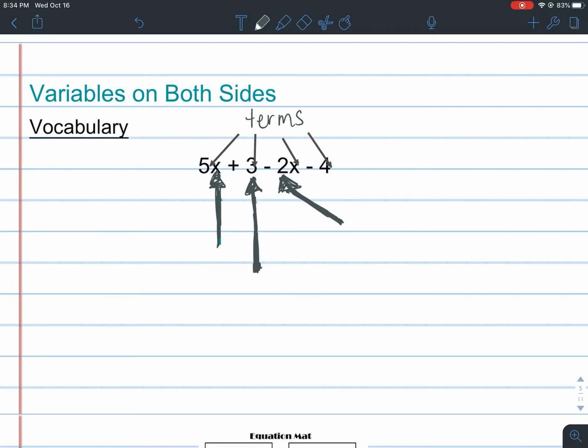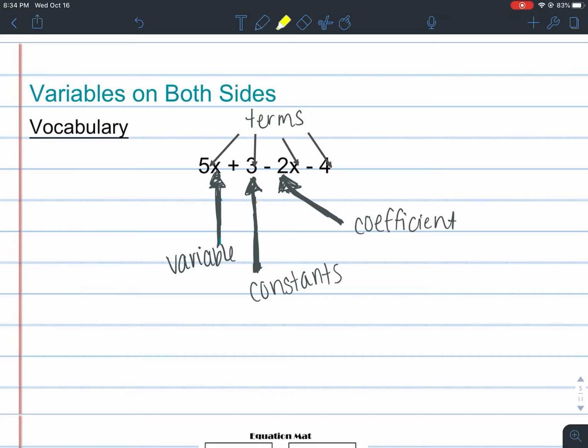The other kind of vocab that you want to know is, remember, your variable, any of your letters, the unknowns, and the expression. Then you have numbers that do not have letters with them. Those are just constants. Anything that would just be like a 1 or a 4 in this case, -4 is also a constant. And then the number in front of the variable is called a coefficient.